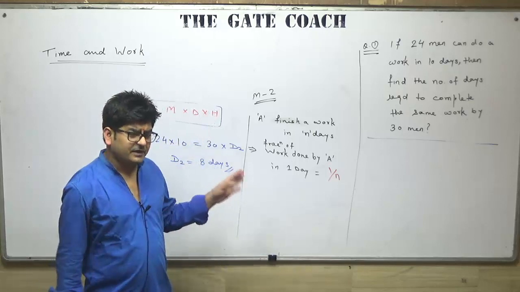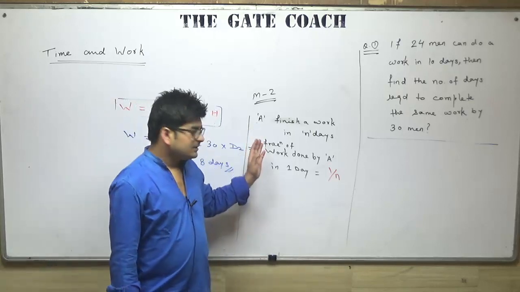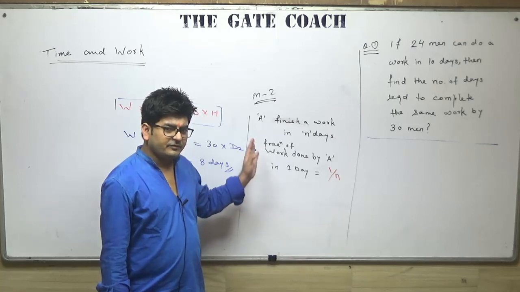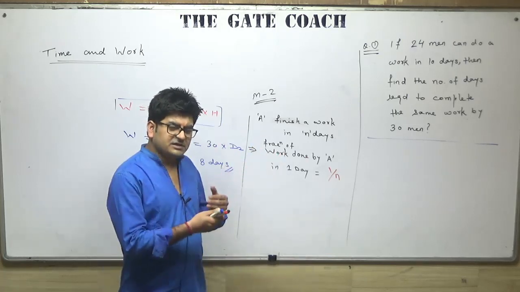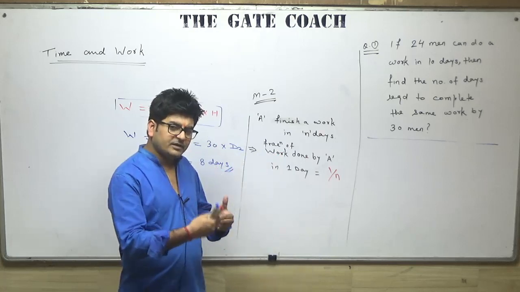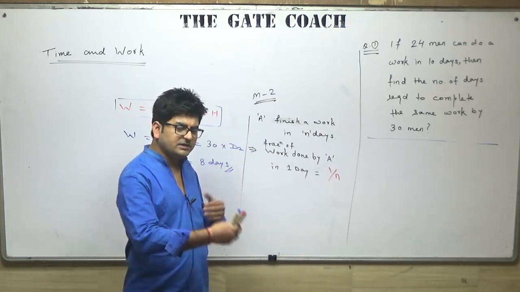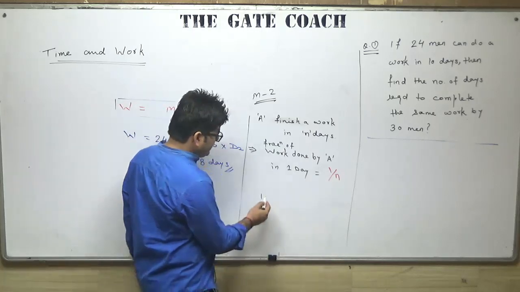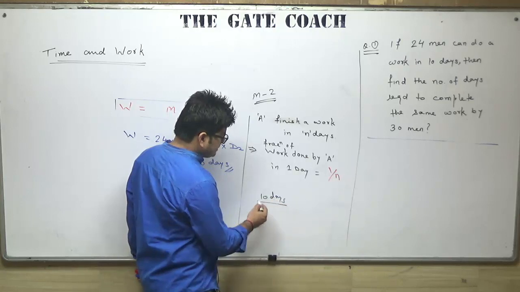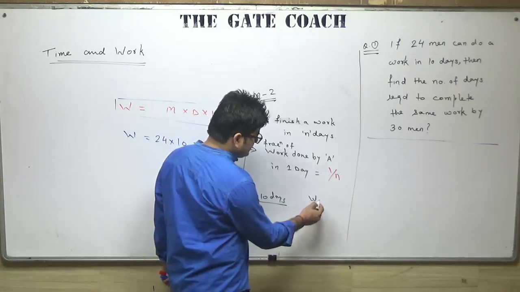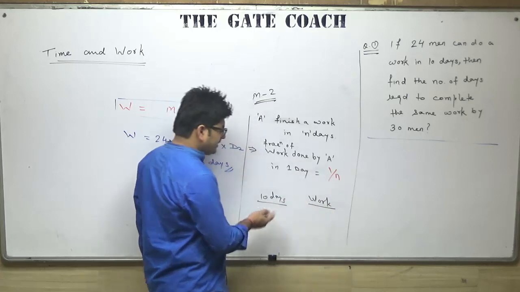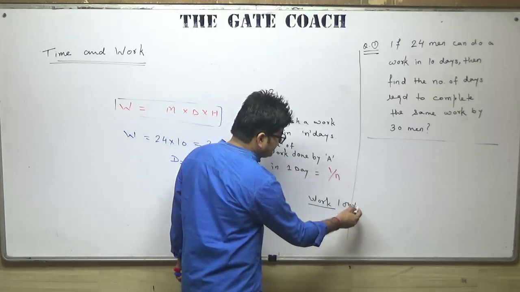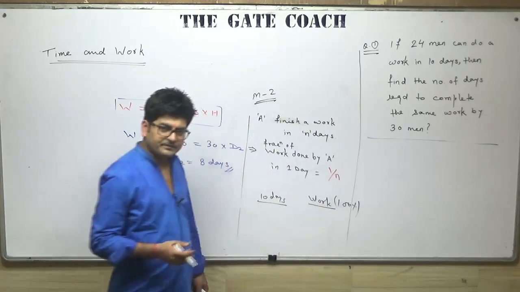If we assume that the efficiency of the work means Mr. A is doing the same part of the work on each day. Let's say he completes a work in 10 days. If Mr. A completes a work in 10 days, it means let's divide the work into 100% part.